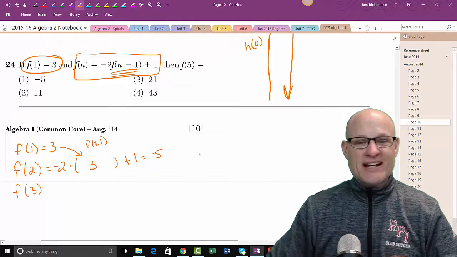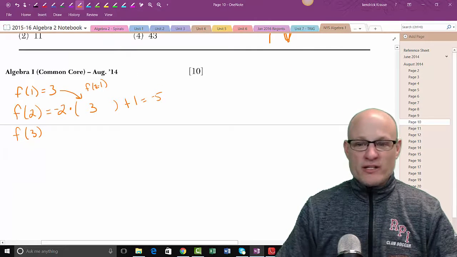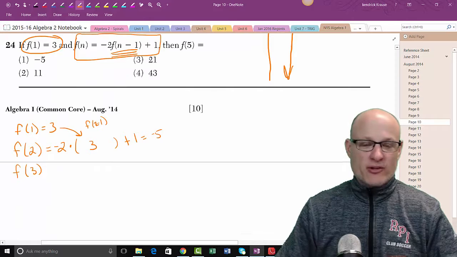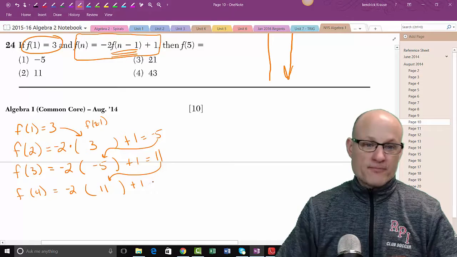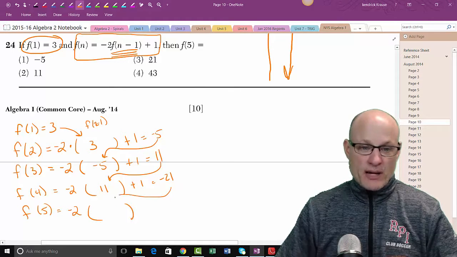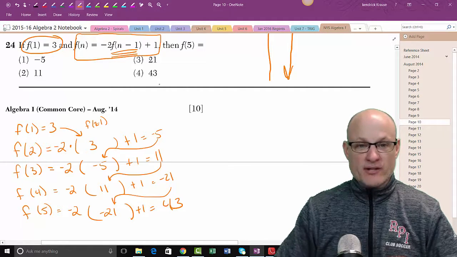And wait, guys, before you get away from this, really take a look. I really want you to watch what I do on the calculator because it's going to be freaking cool. So we're going to take negative 2. We multiply by the one before, which is negative 5, and we add 1. That's 10 plus 1 is 11. F of 4, almost there. Negative 2 times the one before, 11, plus 1. Let's see, negative 22, negative 21. F of 5, negative 2 times, pop it in, negative 21 plus 1. Let's see, that's 42, 43. So there's my answer, 43.